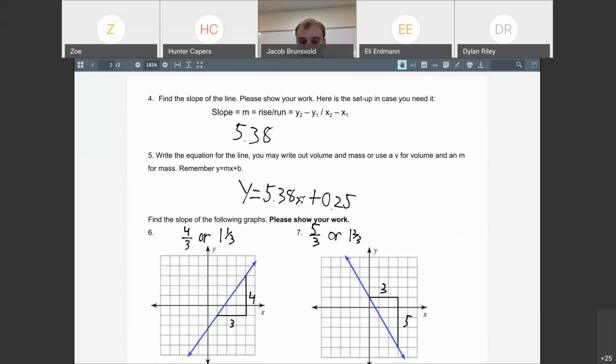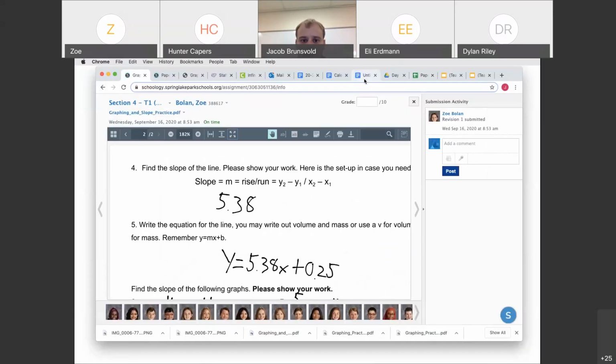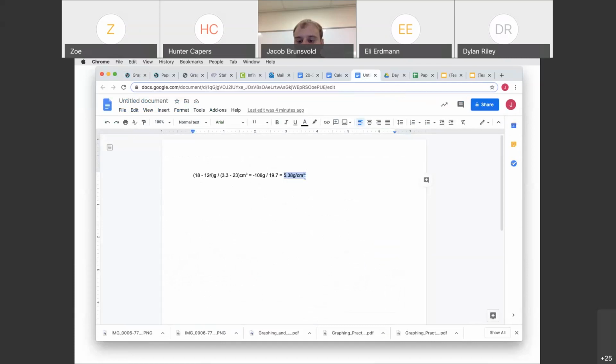That being said, you should also have units in here. So 5.38, that's your slope. Remember, our units for that is grams per centimeter cubed, just like we did on the Google Doc here. 5.38 grams per centimeter cubed. That's how you should write the slope in there.